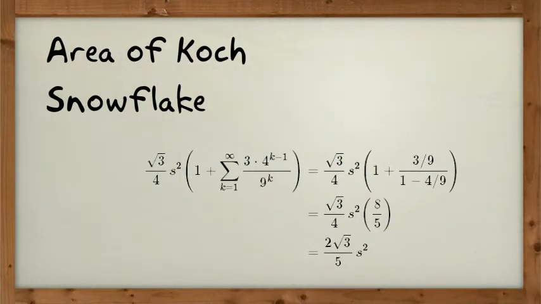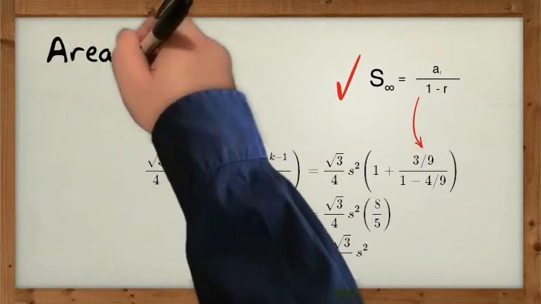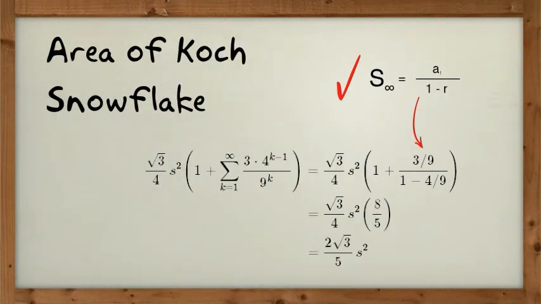Therefore, we see that the area of the Koch snowflake is the following. The sigma notation we see in this equation can be eliminated by using the infinite geometric series equation, a first over 1 minus r. The first term appears when k equals 1, and it is 3 over 9. Since a1 is 3 over 9, and the ratio is 4 over 9, we can simplify the equation to 3 over 9 over 1 minus 4 over 9, and thus the whole equation can be ultimately simplified to 2 root 3 times s squared over 5.